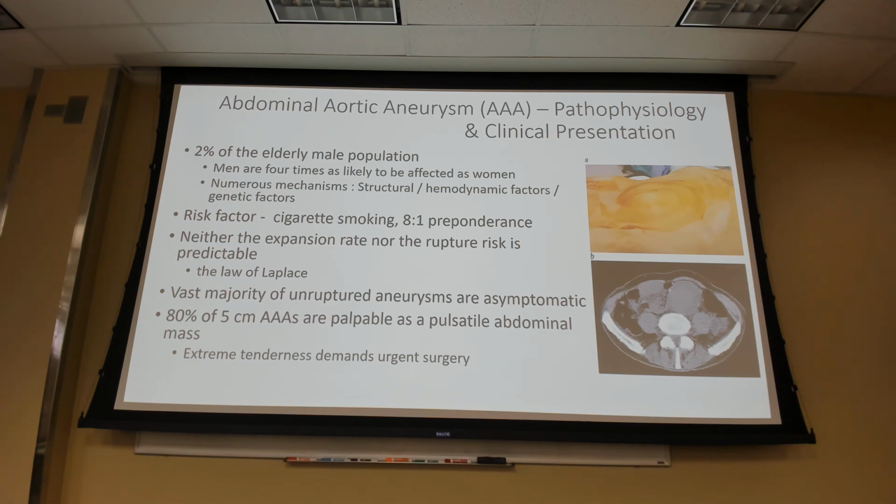So, typically when I'm talking to a patient, some of the history I want to know, obviously, are they smokers? I also want to know if they have any family history of abdominal aortic aneurysm, because that plays a big factor as well. And it does have genetic factors. So it is an important history question.